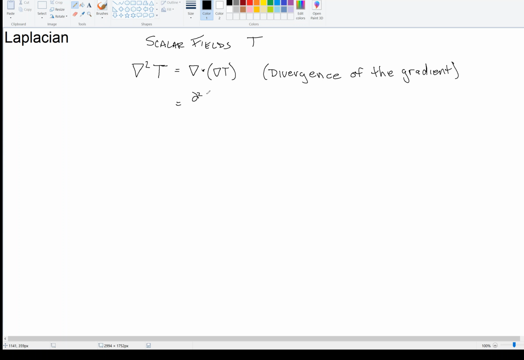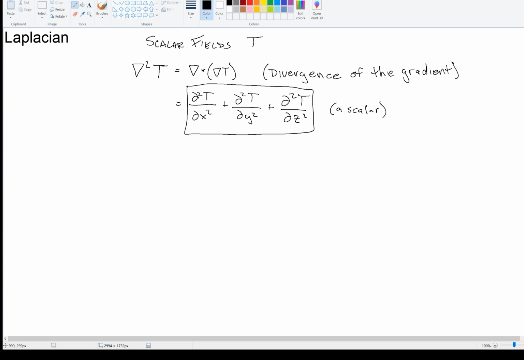So this thing is calculated like this. We take the second derivative of T with respect to x plus the second derivative of T with respect to y plus the second derivative of T with respect to z, right? And that is our scalar. We're just adding things up. So we'll just note that, yeah, that gives me a scalar back. And this is in Cartesian coordinates right here, x, y, and z. We can do something similar in cylindrical coordinates.